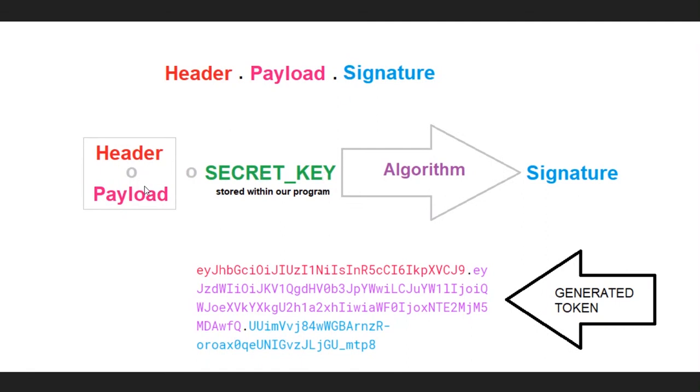So moving ahead, we'll just take a quick look at how the signature part gets generated. The header operated with a payload, altogether operated with a secret key that will be stored within our program or maybe database. An algorithm is applied and a signature is generated, and the generated token looks somewhat like this: the header, the payload, and the signature, which was obtained using the header and payload fused with a secret key.